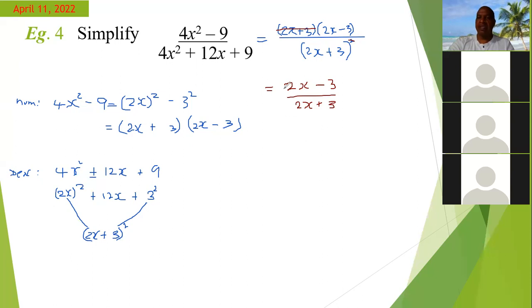Don't make the mistake and do this. Cancel this with that. Remember, that is illegal. You cannot take out part of an expression and cancel it with another part of another expression. All right, guys? Don't make that mistake.